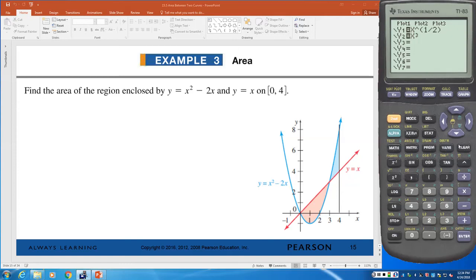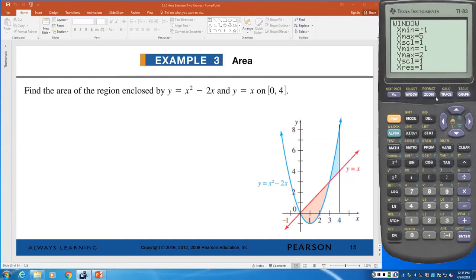So we go to y equals and we enter x squared minus 2x. And then we enter y equals x. And since it only wants the interval from 0 to 4, there's no point in going very far outside that interval. So we go to the window and go from -1 to about 5.